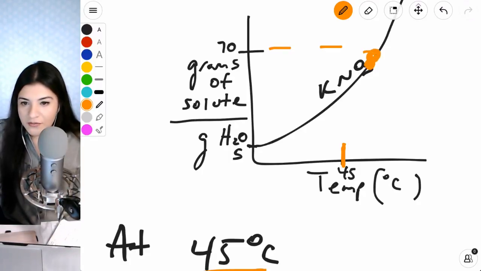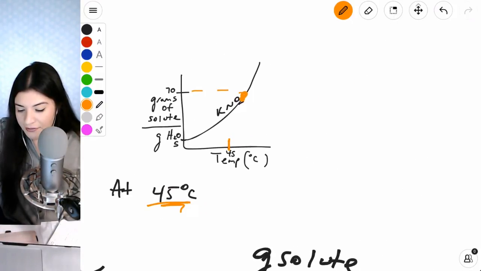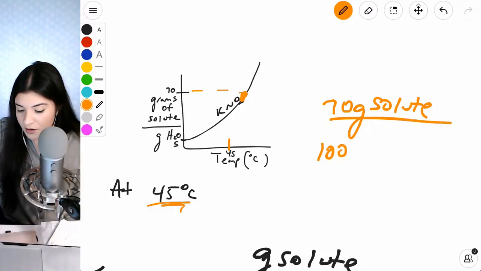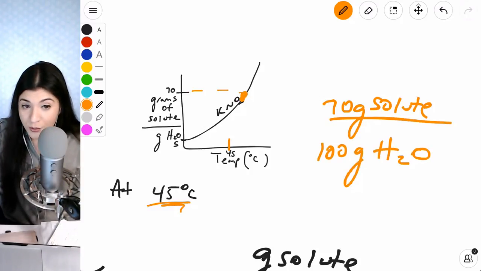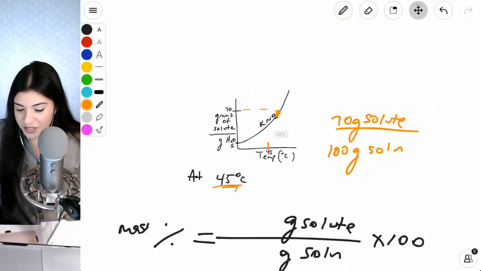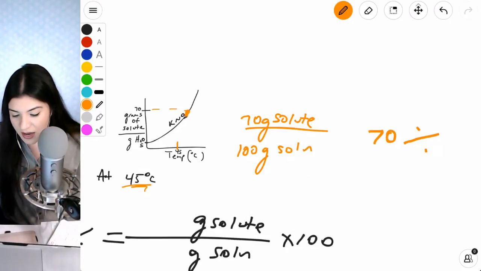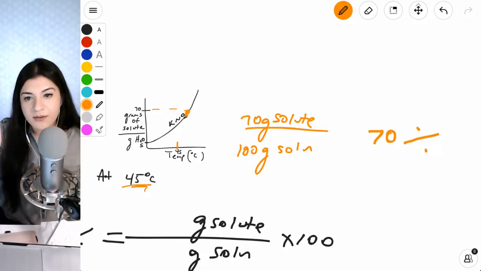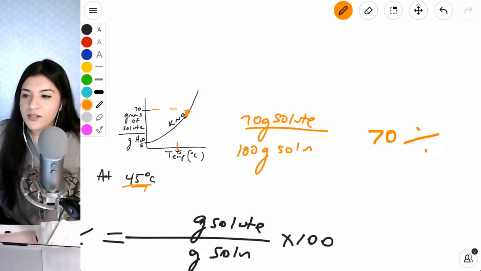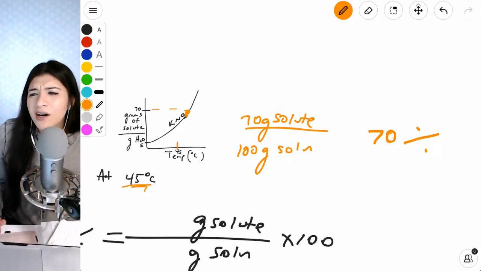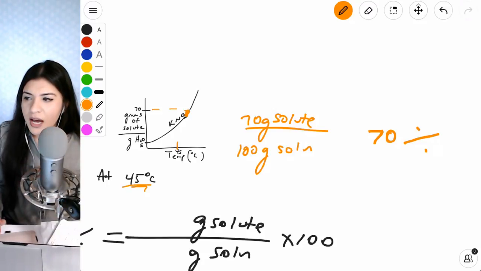Okay. And then from there, you can state that since this is 70 grams of our solute, that would be over 100 grams of our water or our solution. So let's say if this is our actual solution, that means it's 70% of our solute that is in our solution. That's the mass percent of our solution. So that's something you can possibly think of. I don't know if that was your question. Let me know, but that's how you would look at a solubility curve.